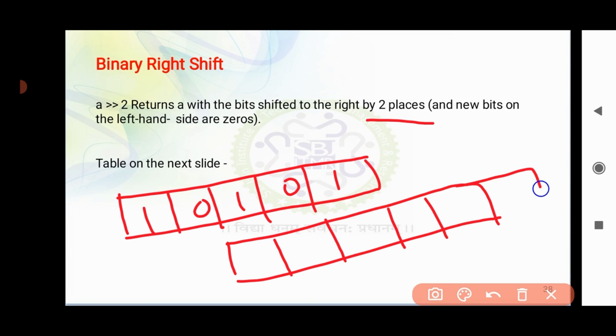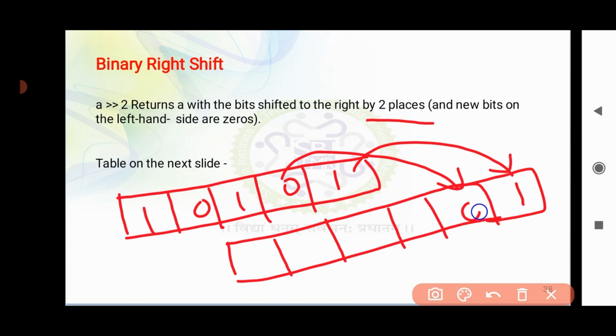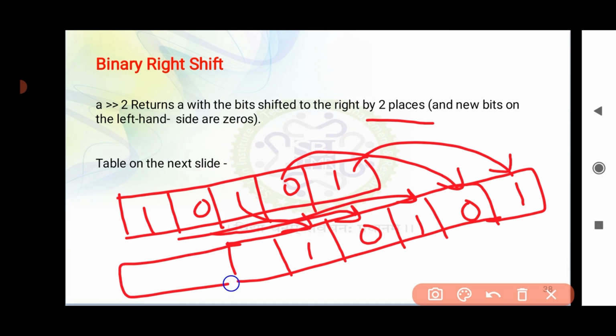So this number should be transferred here, that is 1. Then the 0 should be transferred here, 0. 1 to be transferred here, this 0 to be transferred here, and this 1 to be transferred here. And the left places should be filled with 0. So in this way I have done a binary right shift by 2 places. This is how right shifting and left shifting will be done on any number.